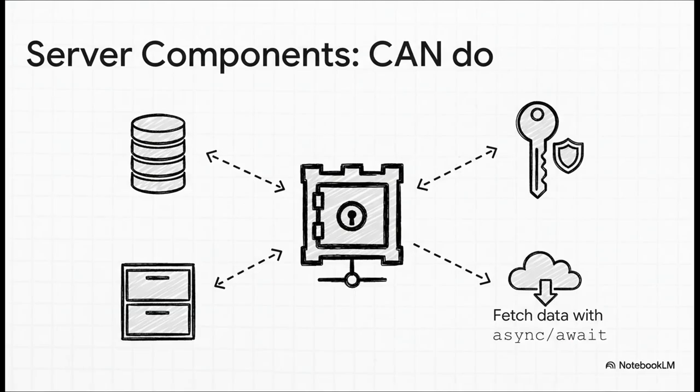Because they run on the server, they can do things that would be way too insecure to do in a browser. They can connect directly to your database, read files from the file system, and use your secret API keys without ever leaking them to the person browsing your site. They handle all the data fetching before the page even gets sent. And the result? The user sees your content almost instantly.